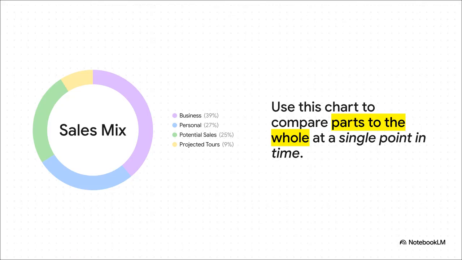Here's a little variation, a donut chart. But don't let the hole in the middle fool you. The principle is exactly the same. We're looking at how different types of sales make up the total pie. The key thing to remember is this. You use this kind of chart to show a snapshot of proportions at one single moment in time.